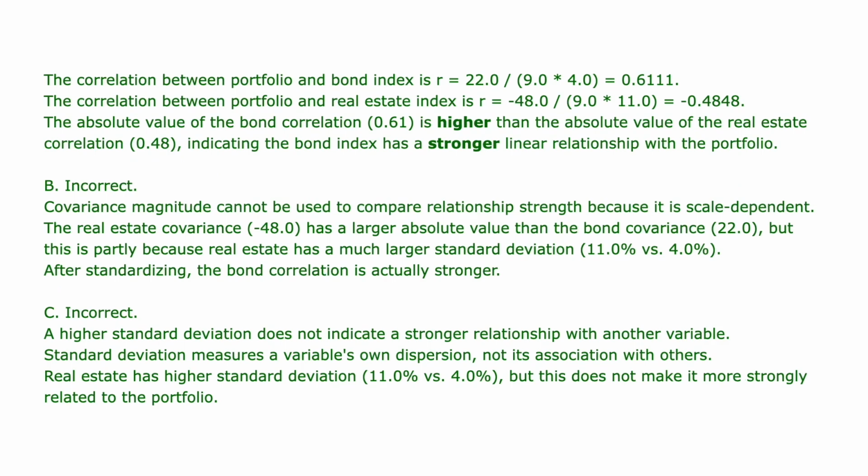Higher absolute correlation means stronger relationship, positive or negative. Bond correlation, absolute 0.6111. Real estate correlation, absolute 0.4848. Bond index has higher absolute correlation, so stronger relationship.